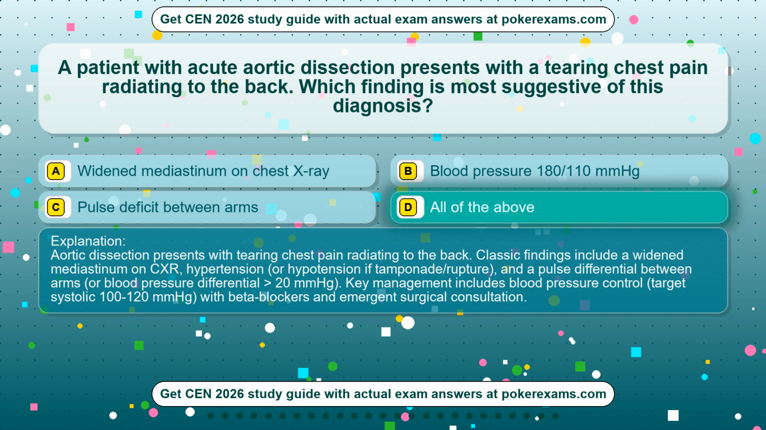Aortic dissection presents with tearing chest pain radiating to the back. Classic findings include a widened mediastinum on CXR, hypertension or hypotension if tamponade or rupture, and a pulse differential between arms, or blood pressure differential of 20 mmHg. Key management includes blood pressure control, target systolic 100 to 120 mmHg, with beta blockers and emergent surgical consultation.